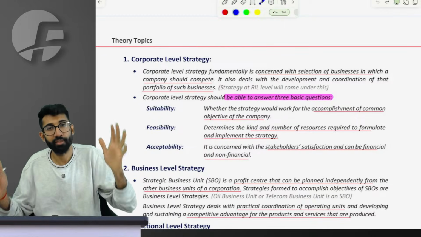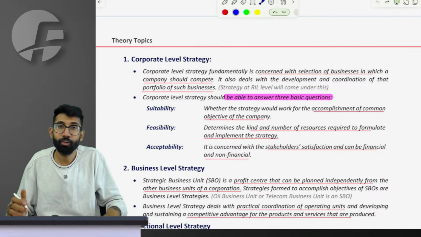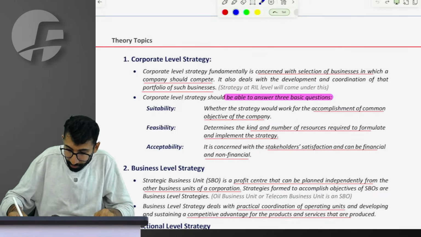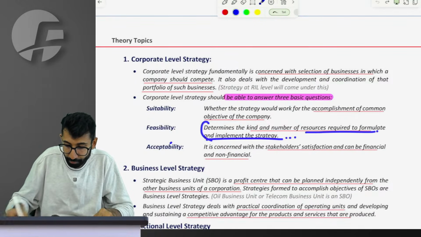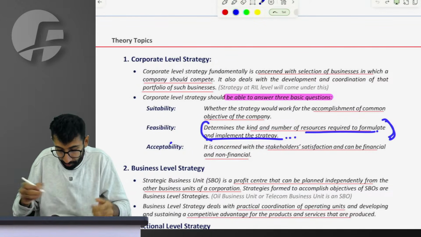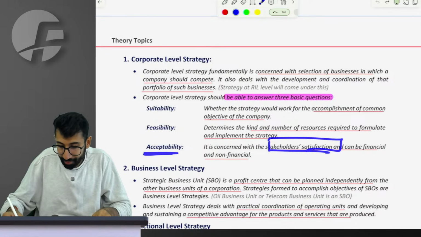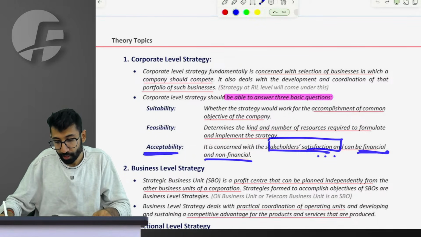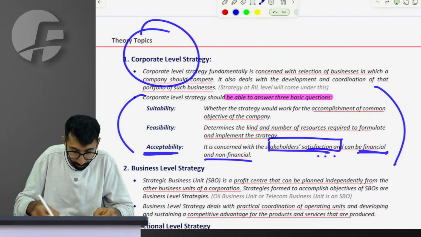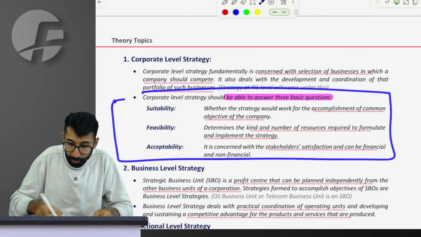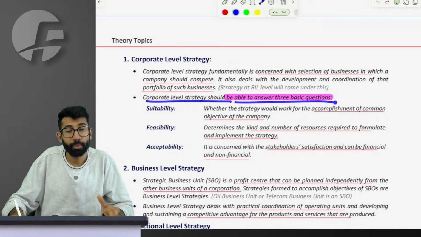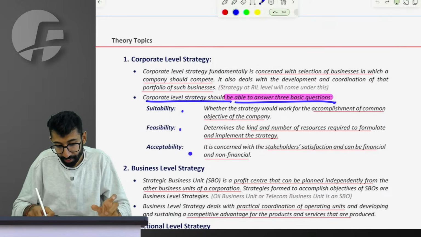For example, the strategy to give the entire India free data and calling network for 6 months by Jio, in the year 2016, I guess. Correct. So the resources required to formulate and implement the strategy, people, they should be feasible. You should have those resources, then only the strategy is feasible. Acceptability. Will the stakeholders be really satisfied financially and non-financially with the outcome of the strategy? These are the questions one should be able to answer at corporate level strategy. Then this in itself can be a practical question. Please understand this. There may be a 3-mark question: at corporate level strategy, what are the 3 basic questions that should be answered? So 1, 2 and 3: suitability, feasibility, acceptability.